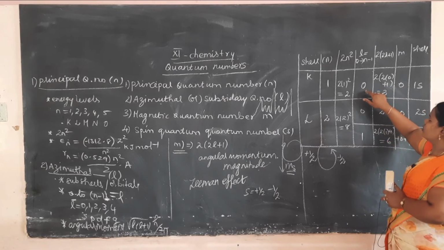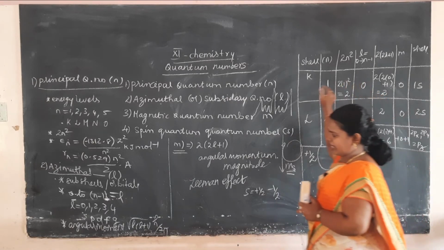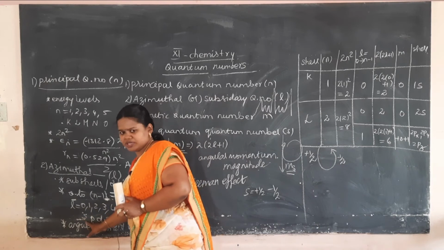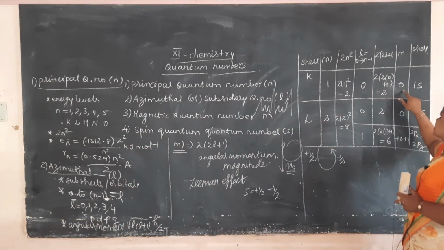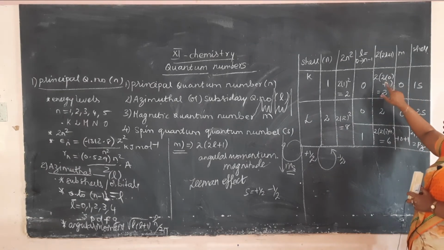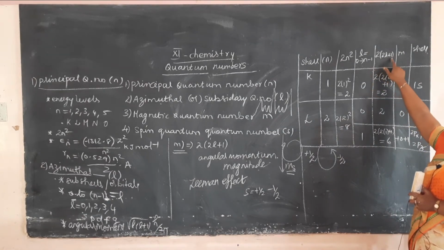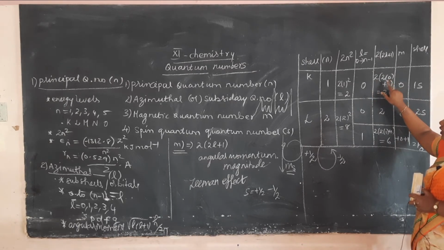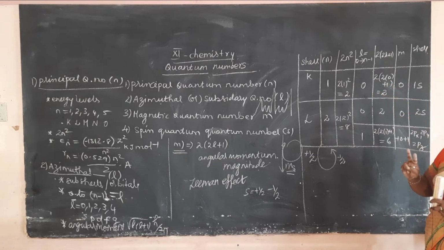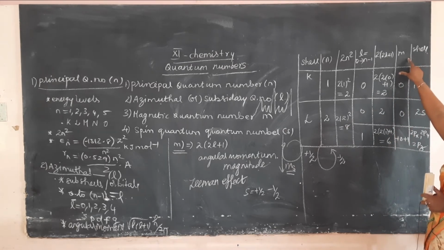Then when L is equal to 0, I already told that it is S orbital. Here when you substitute in the 2L plus 1 formula, இங்கே 2 இங்கே வந்து L க்கு பதிலாக 0 போட்டிங்கன்னா என்ன கிடைக்கும்? 2. So you will have two values. Then M, the orientation, is 0.